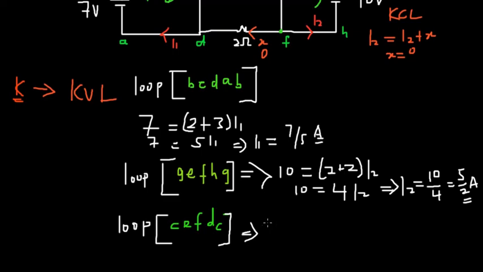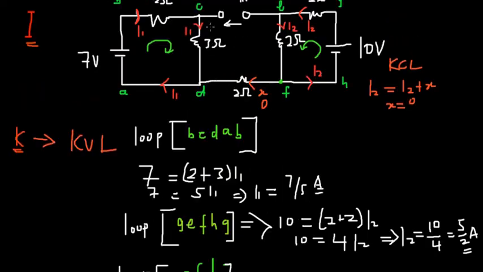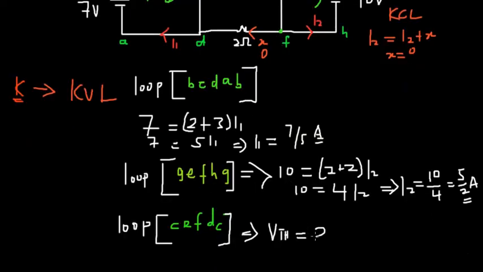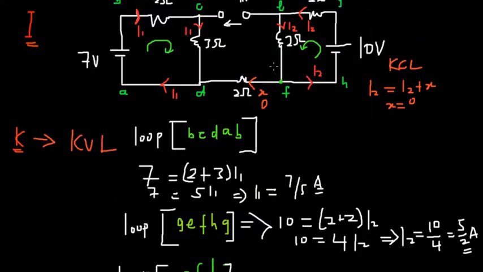That will give us VTH. VTH is equal to, we have CE, the 2 is positive. The 2 ohm has a current of I2. Note again that this 2 ohm resistor has no current, so whenever we introduce the 2 ohm resistor we just multiply that by 0. But let's just introduce it.